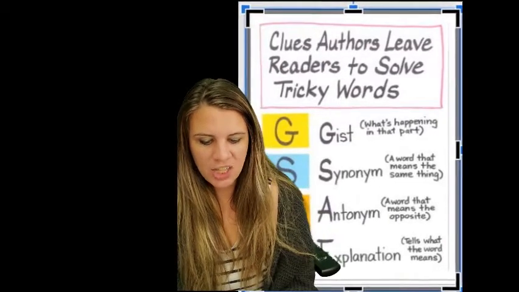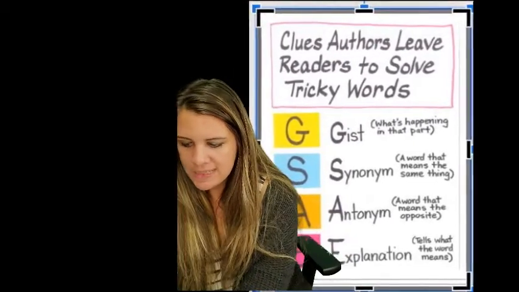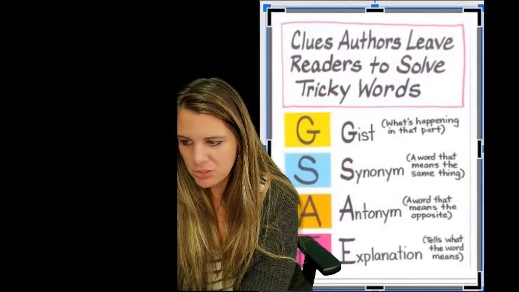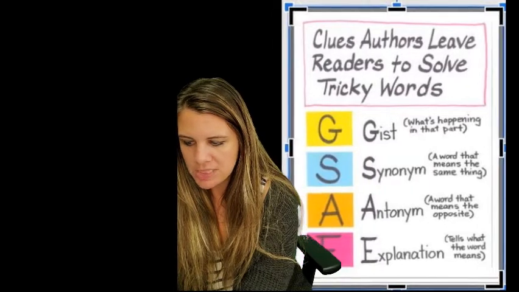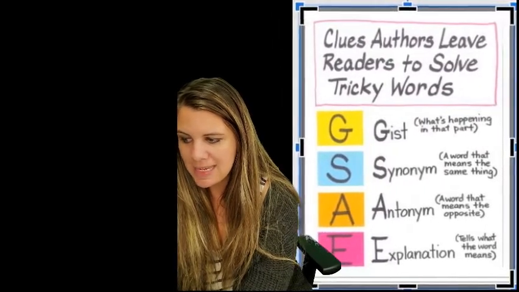We're going to use this thing called the GIST. And so what this GIST is, is this chart right here. Make sure you have it out and in front of you. And this helps us solve difficult and challenging words where we're looking at synonyms and antonyms. So the G in GIST is what is happening in that part of the story. The S, the synonym, is a word that means the same thing. The A for antonym, those are opposite words. And the E is for explanation. So that's telling us what the word means.